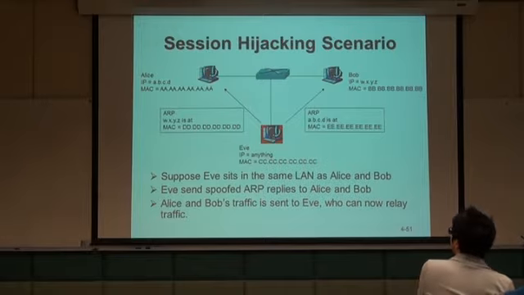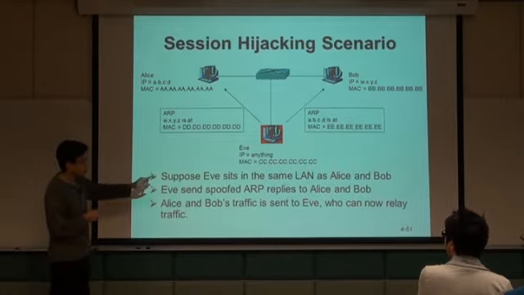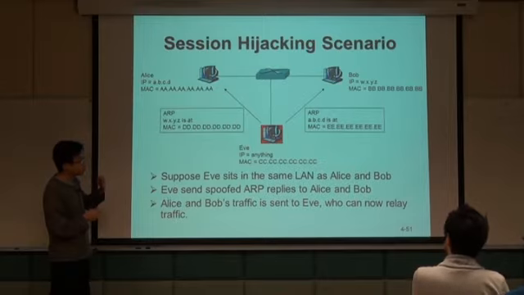Now this is the scenario. Again, the whole idea is based on ARP spoofing. The idea is that Eve will just send spoofed ARP replies to Alice and Bob.